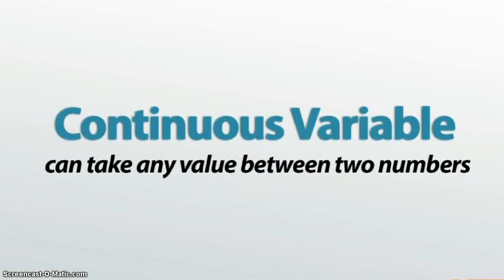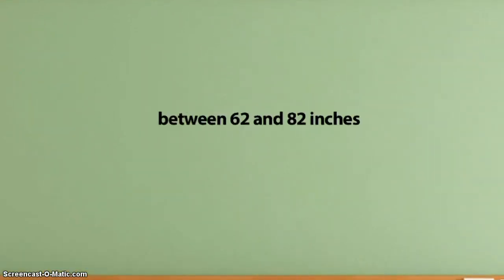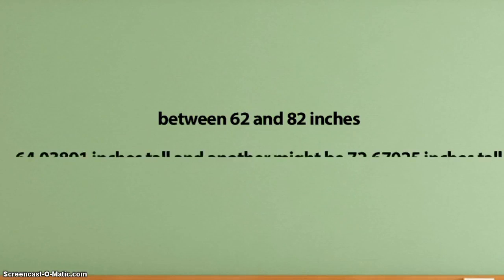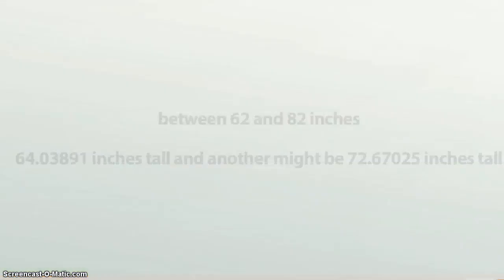A continuous variable is one that can take any value between two numbers. For example, between 62 and 82 inches, there are a lot of possibilities. One participant might be 64.03891 inches tall, and another person might be 72.67025 inches tall. And there are literally millions of other possible heights between 62 and 82 inches.